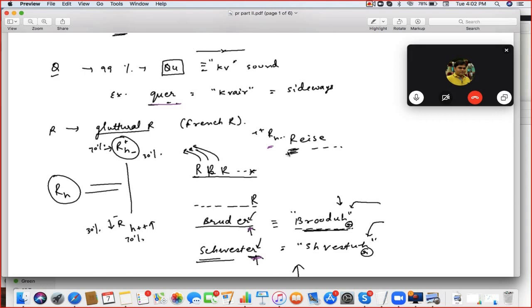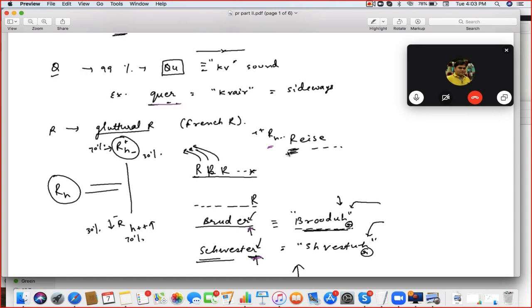Then R is guttural. Guttural means something coming from inside of the neck. R, like this. It's a guttural R sound. So speak the example, Rieser. And Bruder and Schwester. Bruder and Schwester.